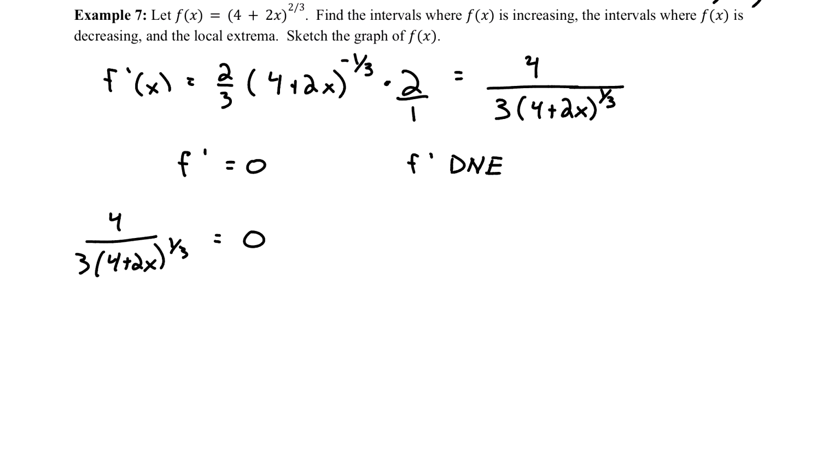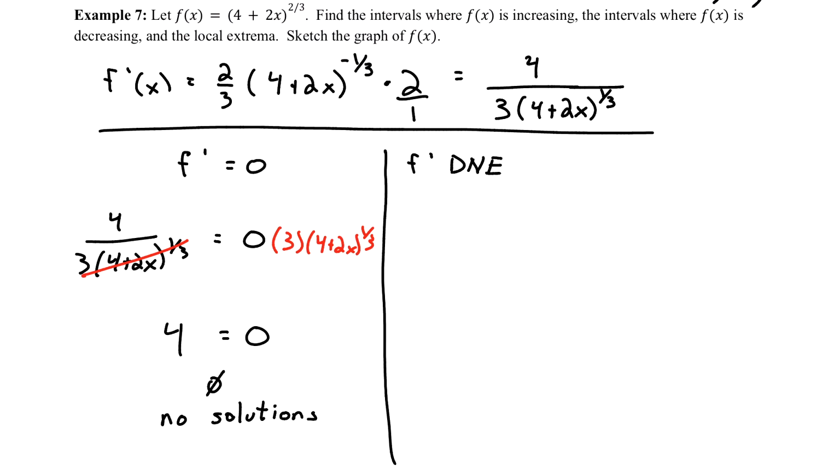Now if I multiply both sides by that denominator, I know I can't solve for x while it lives in the denominator. On the left-hand side, it's going to cancel, and then on the right-hand side, when I take 3 times (4 plus 2x) to the 1/3 and multiply that out, I'm just going to end up with 0. And on the left-hand side, everything canceled except for my numerator, so I've got 4 equals 0. Well, that doesn't make any sense. That means that we have no solutions to this equation, which means for this part, we don't have any critical numbers here.